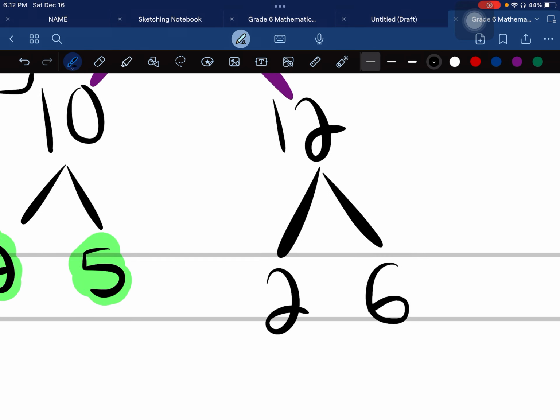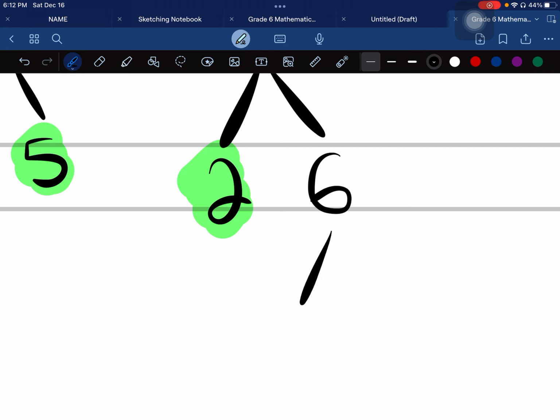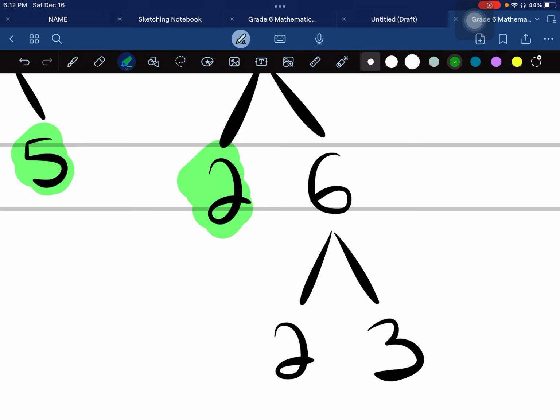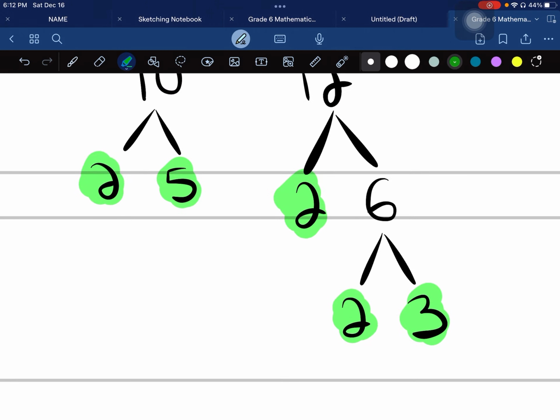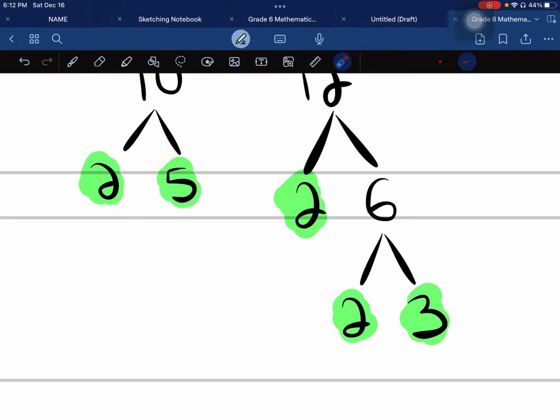2 times 6. Are there any prime numbers? Yes, 2. Then 6 is not prime, so you continue. 2 times 3. There we go. 2 and 3. Now, we have all the prime numbers we need. There's no way to reduce it. There's no way to continue. So let's just write how many family members we have of each number.